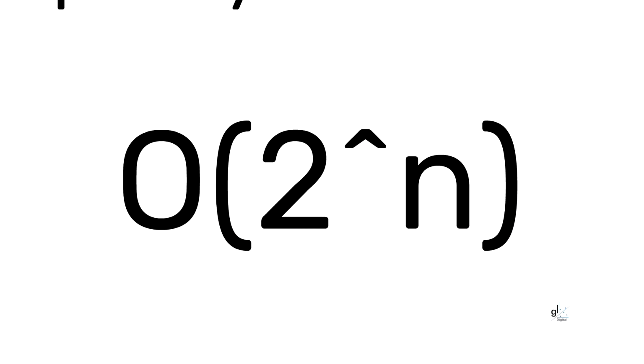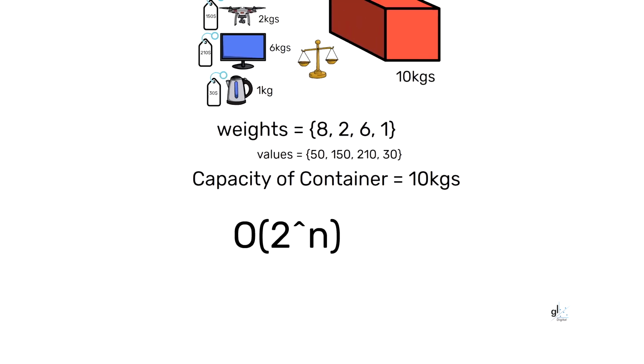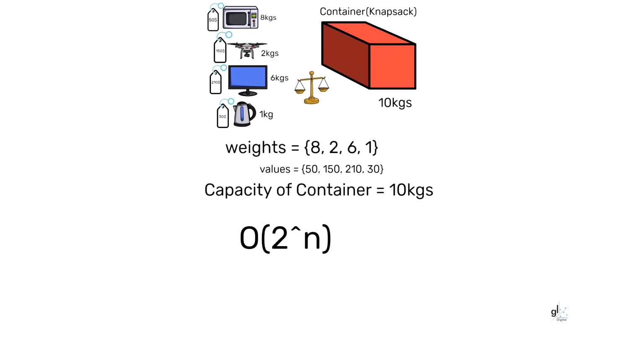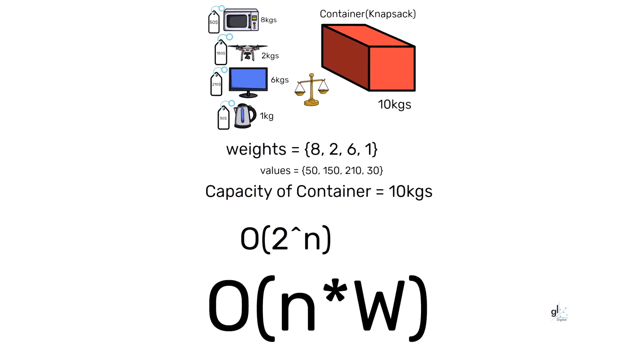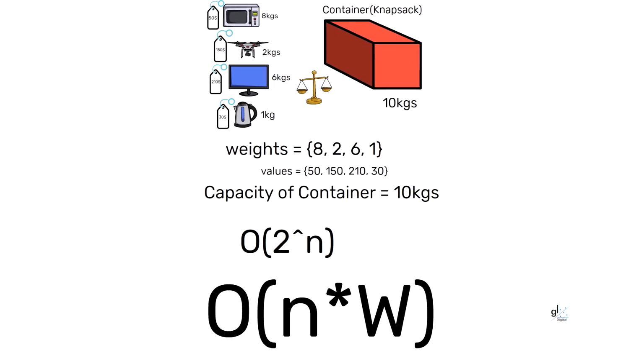In this video, we'll demonstrate that by using dynamic programming, we can solve this problem in big O of n times w time. N denotes the number of considered items, and w denotes the maximum amount of weight that our container can hold. If you'd like to read more detail on big O notation, I've included an appropriate link below in the description.